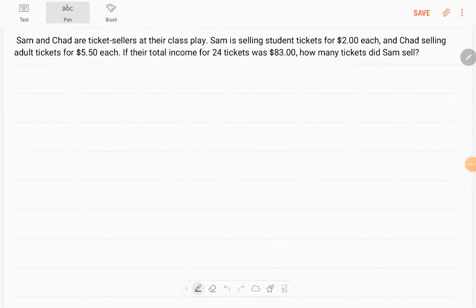Now let's look at some examples. Sam and Chad are ticket sellers at their class play. Sam is selling student tickets for $2 each, and Chad is selling adult tickets for $5.5 each. If their total income for 24 tickets was $83, how many tickets did Sam sell?